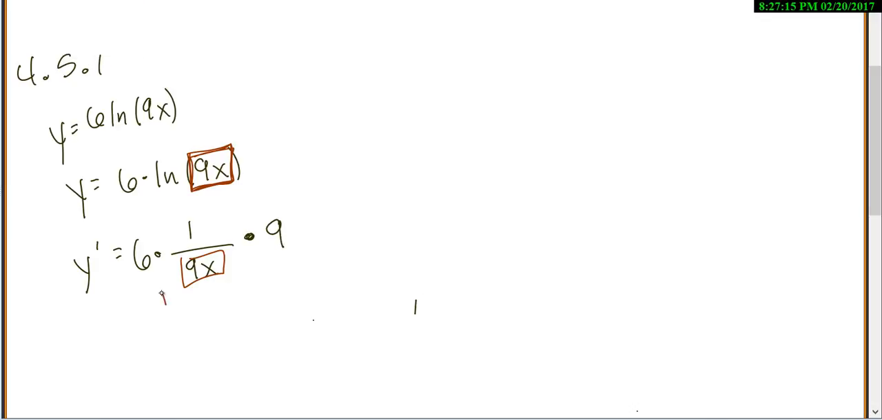So on this, the 6 was already there. This is the derivative of the natural log, and this is the derivative of the inside. So just a basic chain rule, just 1 over the 9x, because that's the derivative of natural log, times 9, because that's what was inside. And let's see, this gives me, well, the 9's cancel. So I guess I just get 6 over x.